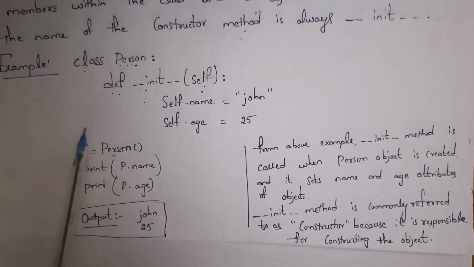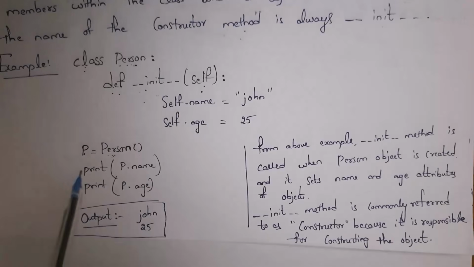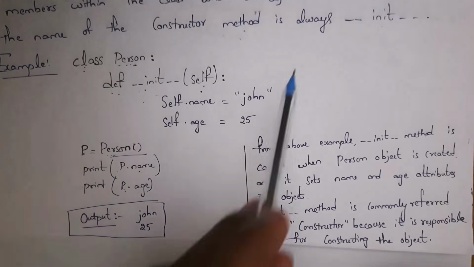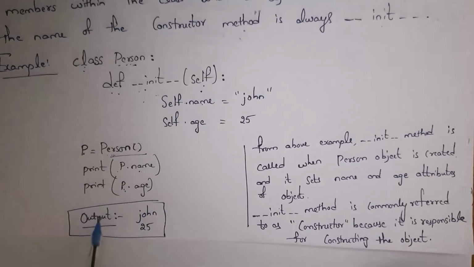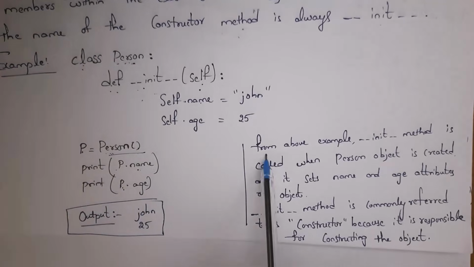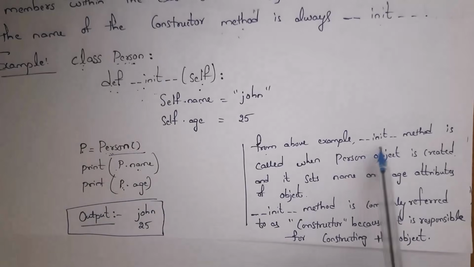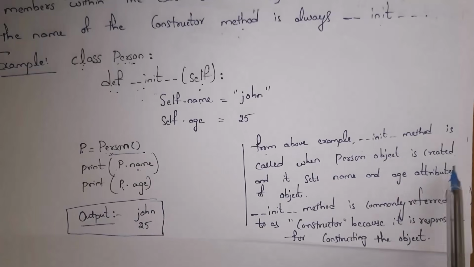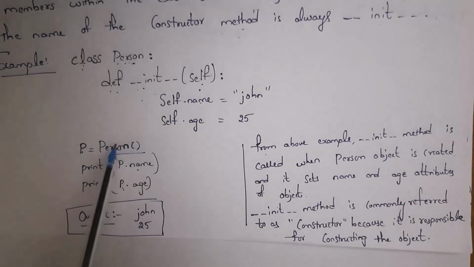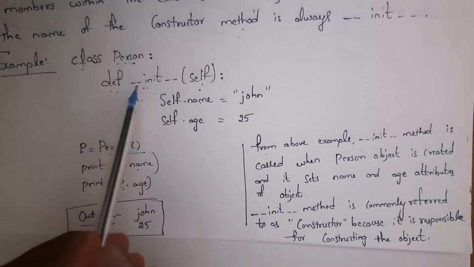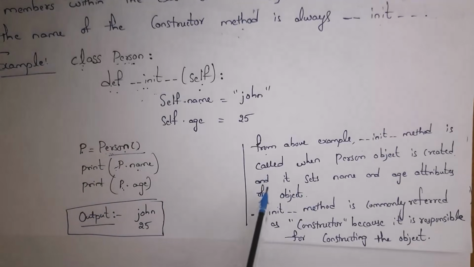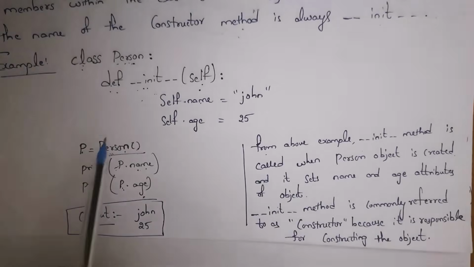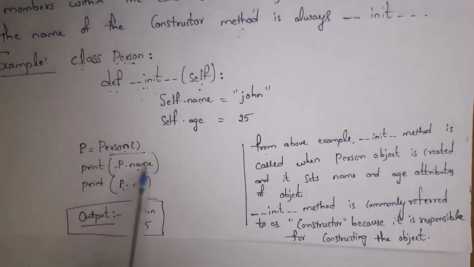Now I am storing this object in variable p, and next write print p.name and next write print p.age. So whenever I run this entire code, I will get output John and 25. From this example, the __init__ method is called when a Person object is created. Whenever we create a Person object here, it will call this __init__ method and it sets the name and age attributes of the object. So whenever you write p.name and p.age, you will get output John and 25.